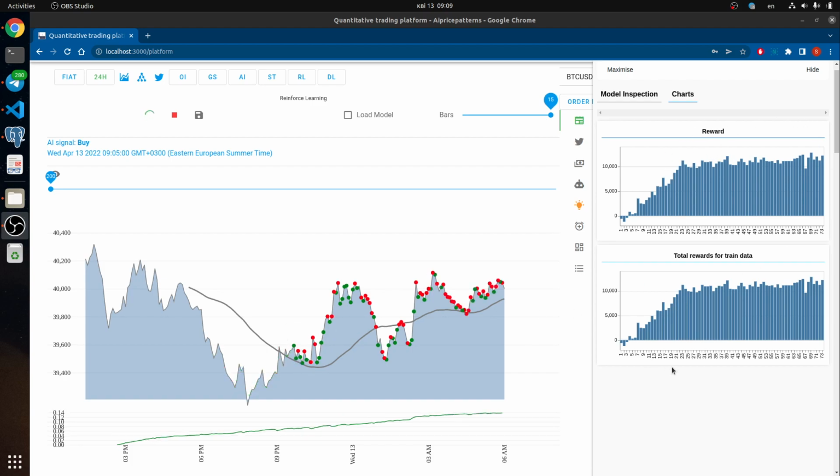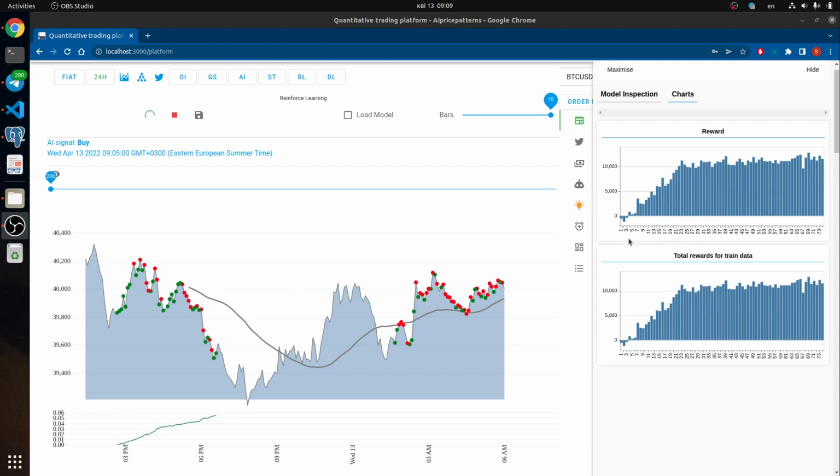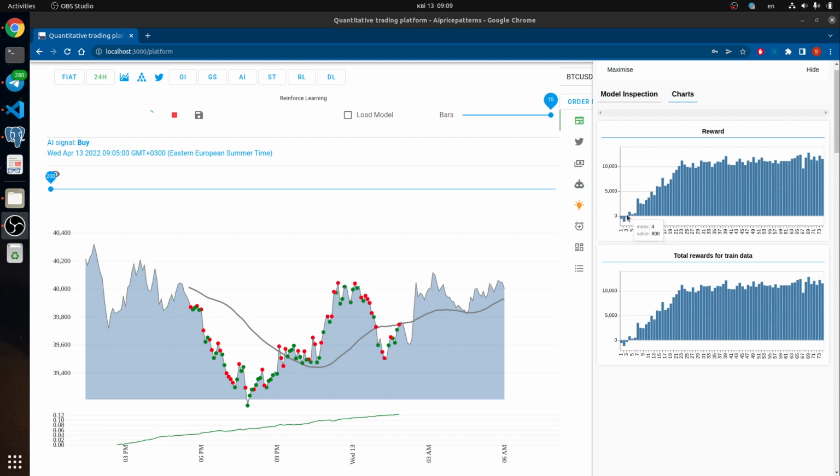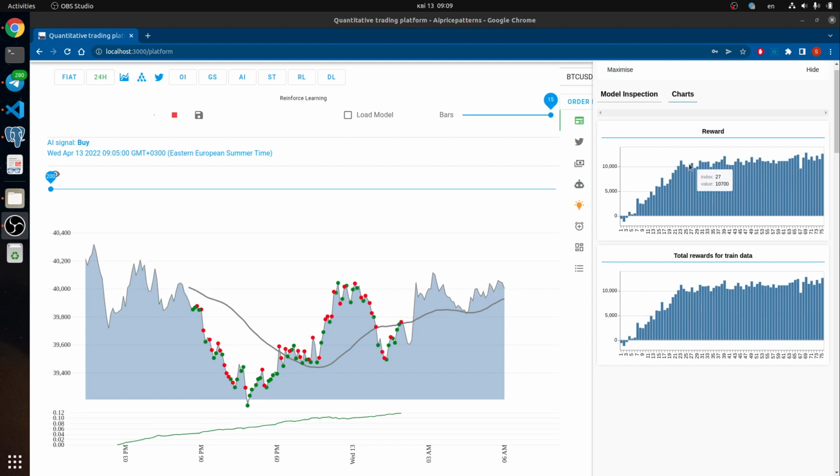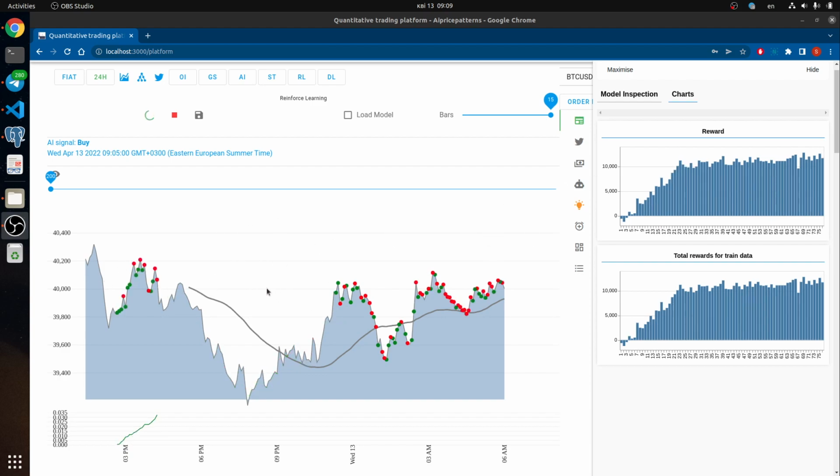This is a reward function, and you see we have some reward. For example, in the first epoch, when we run this algorithm, the reinforcement learning algorithm couldn't find the best solution, but after 20 epochs, we get 10,000 reward, and this reward is stability. It means we found some dependencies between 15 bars, and we could use this to trade.